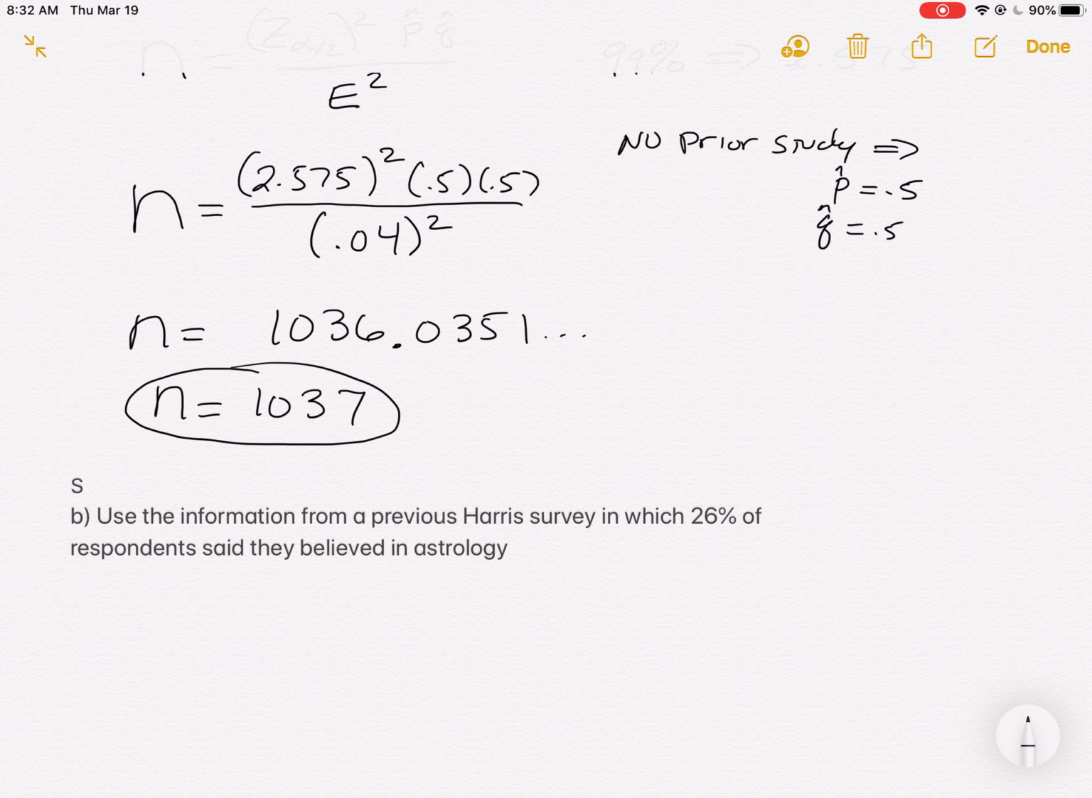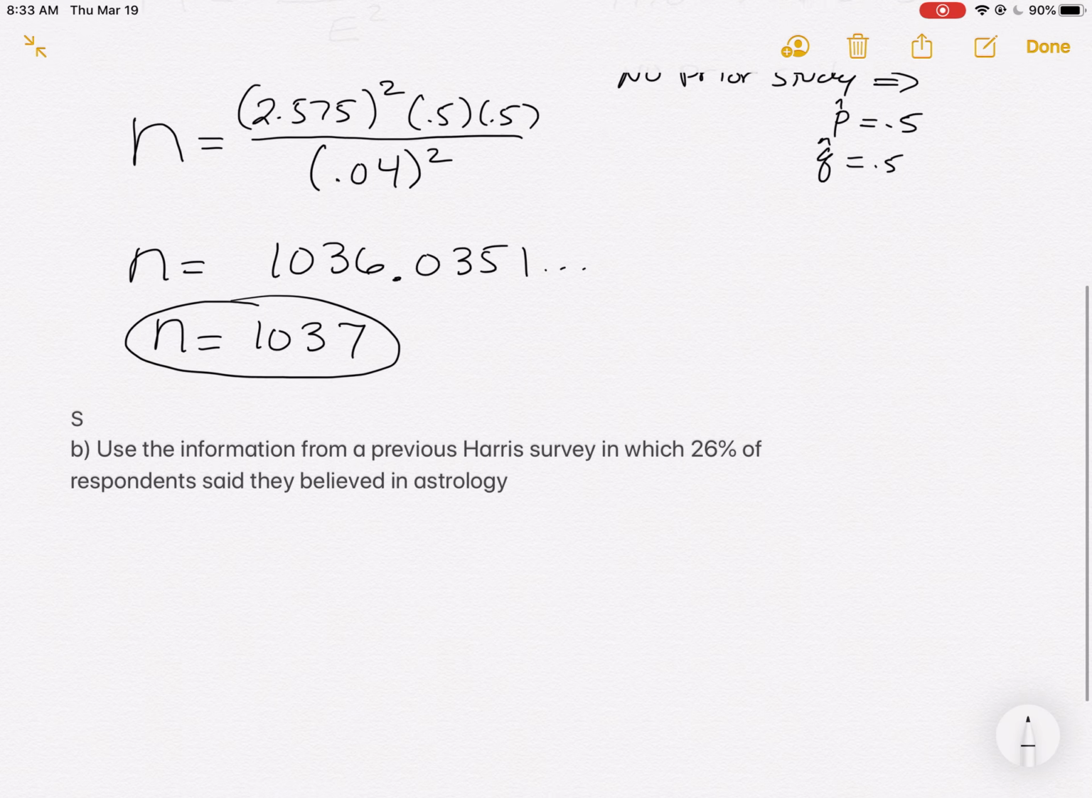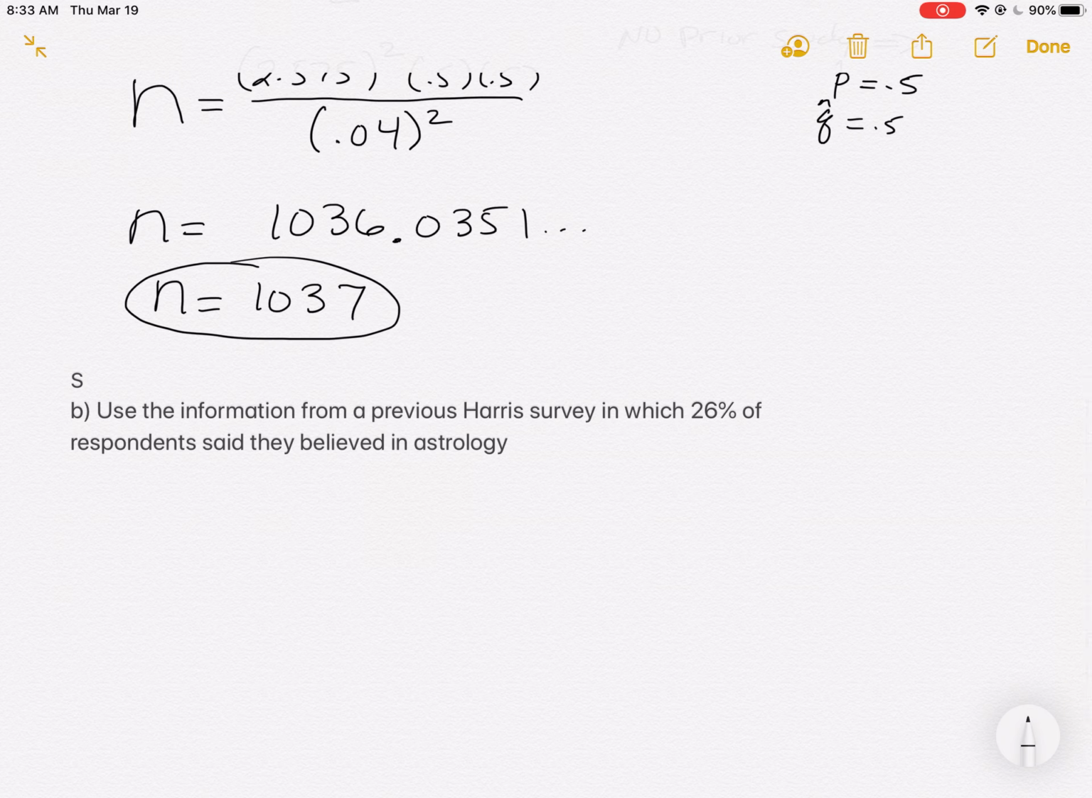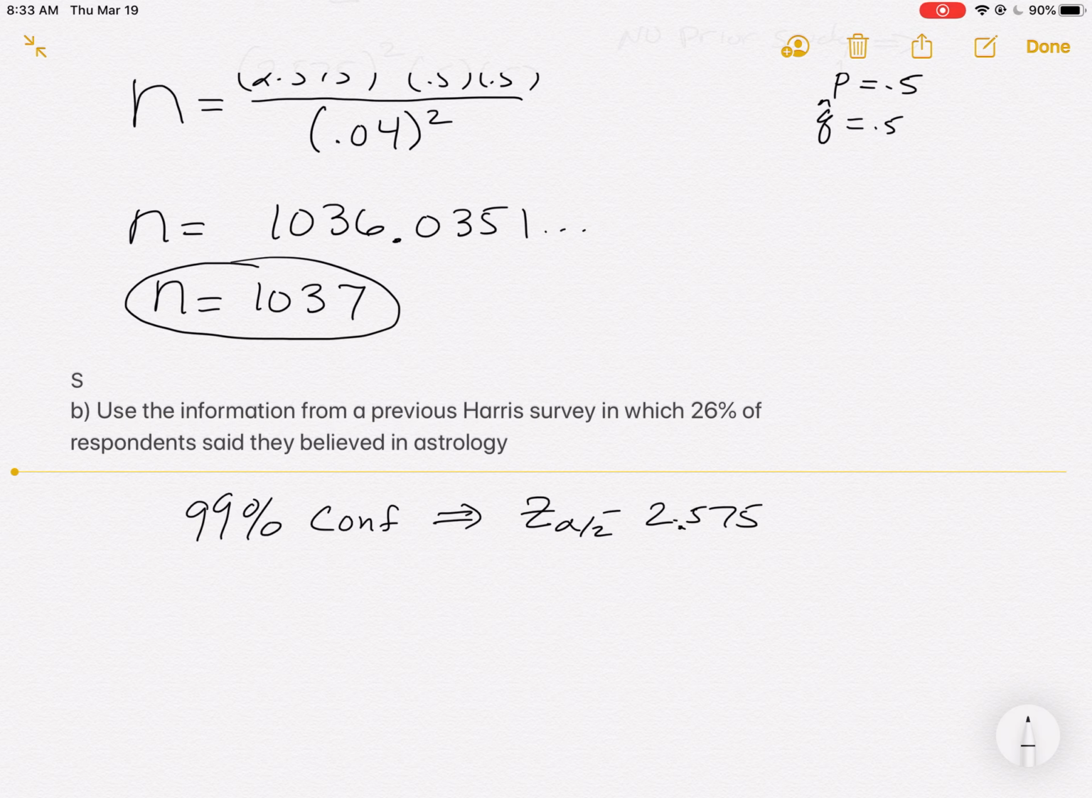So part B says, okay, now let's run the situation provided we had a prior study. And so it says, use the information from a previous Harris study in which 26% of the respondents said they believed in astrology. Okay, so the only difference here is we still want to be 99% confident. And so we're going to recognize that that tells us z alpha over 2 of 2.575 again. We still want a 4 percentage point margin of error. And so that's going to translate out to an error equaling 0.04. So that's all the same.